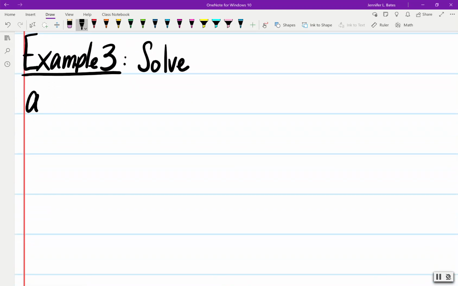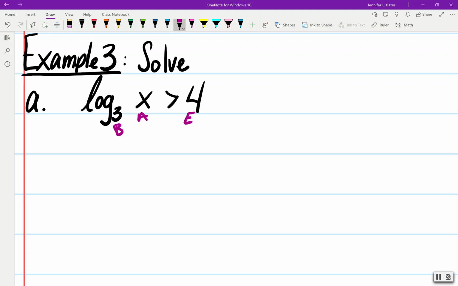So we'll start with problem A. In problem A, we are given log base 3 of x is greater than 4. All right, so I want to get x by itself. Right now, x is stuck in the log. So to get it unstuck, we're going to switch forms.